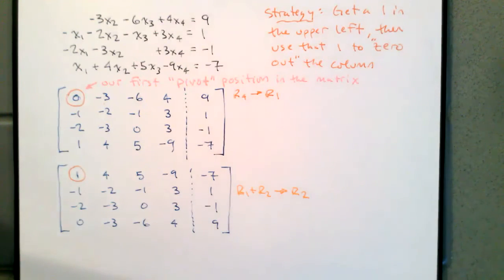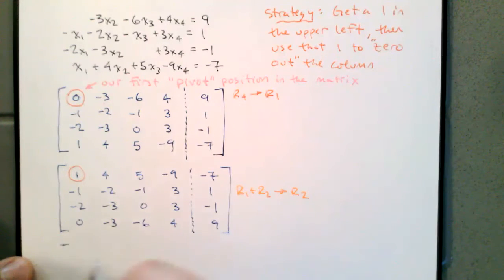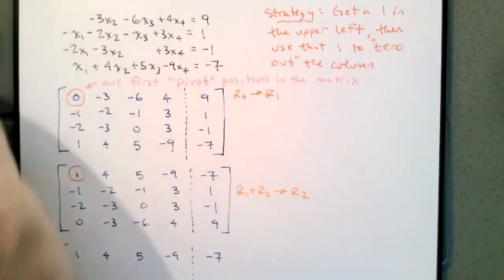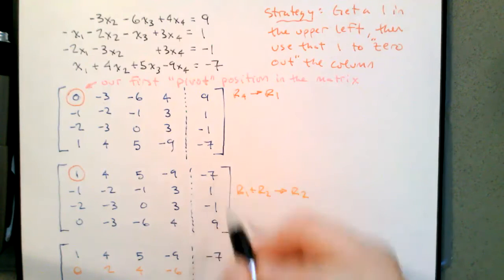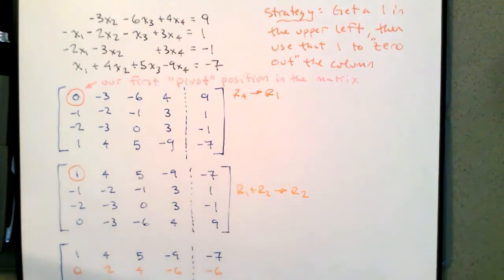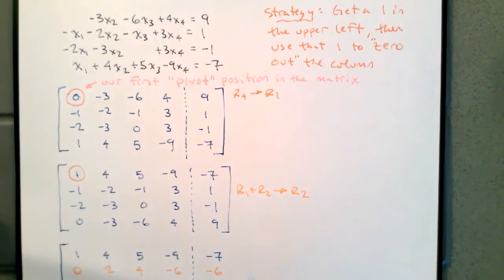So, doing a pivot, my first row is not going to change. My second row is going to be 1 and 1, oh, sorry, 1 minus 1 is 0. 4 minus 2 is 2. 5 minus 1 is 4. Negative 9 and 3 is negative 6. Negative 7 and 1 is negative 6. That's my new row 2.